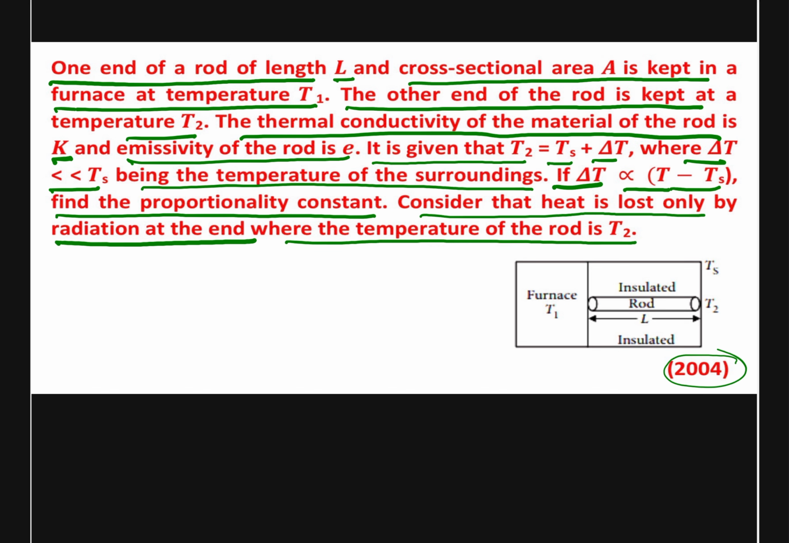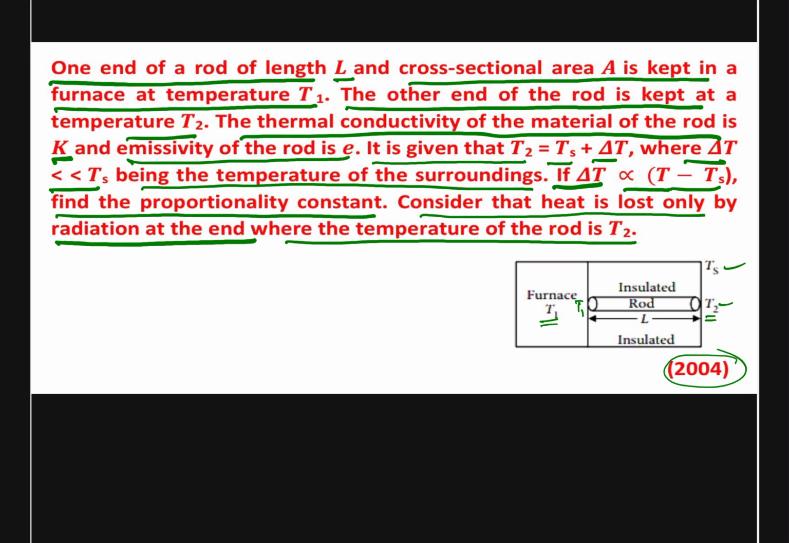So basic figure is given to us. We have a furnace with temperature T1 and there is a rod. One end of the rod is at temperature T1 and other end is at T2. And it is said that the heat is lost only at this end where the temperature is T2, and Ts is the temperature of the surrounding. Okay, so that is given to us.